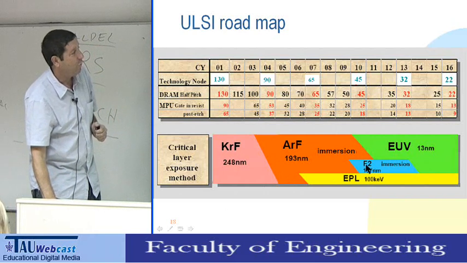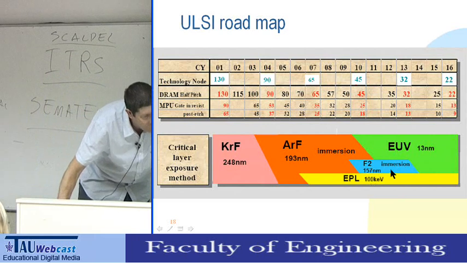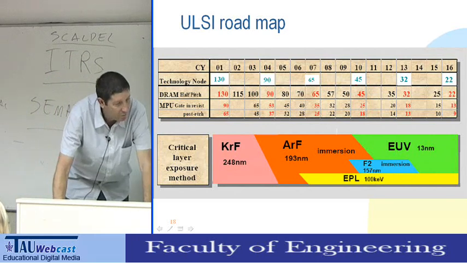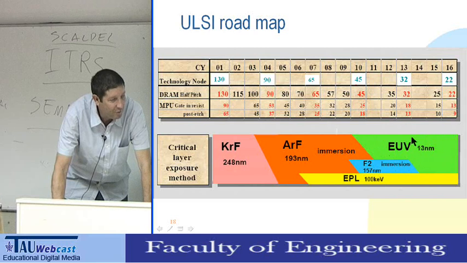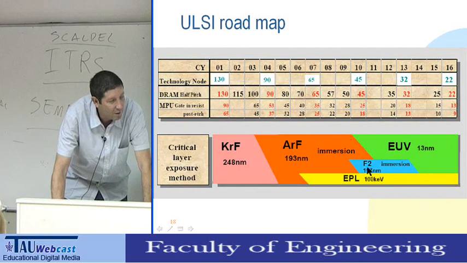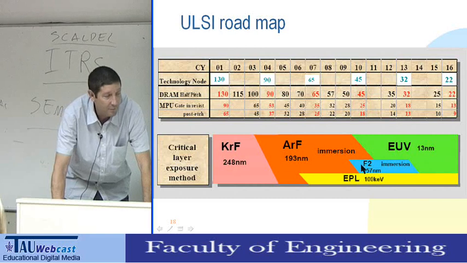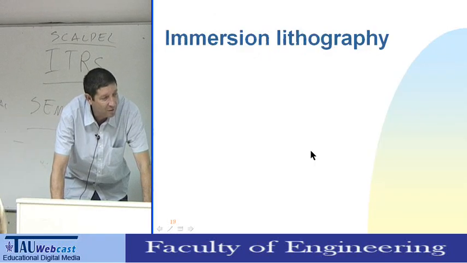You have the fluorine lasers at 157 nanometer, immersion, and hopefully the EUV. So you can see we are in a transition period now. EUV or F2 laser or EPL, one of them will win. But we have the argon fluoride lasers as a working horse.